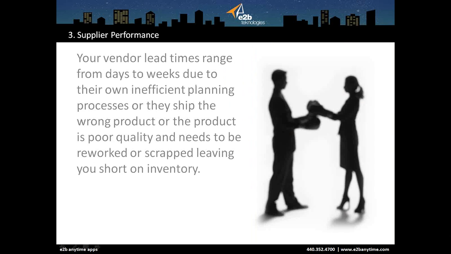Supplier performance: your vendor lead times range from days to weeks due to their own inefficient planning processes, or they ship the wrong product or the product is poor. So what I always recommend to people is not only do you need to look at the lead times, you need to look at the supplier scorecard, if you will. You need to understand if there's a supplier that has quality issues. Maybe you have to receive that product in, QA it, and quarantine it before you actually put it into available on-hand stock. So you really need to look at the suppliers themselves to make sure that you're getting the right product, because MRP and DRP plans are depending on that.